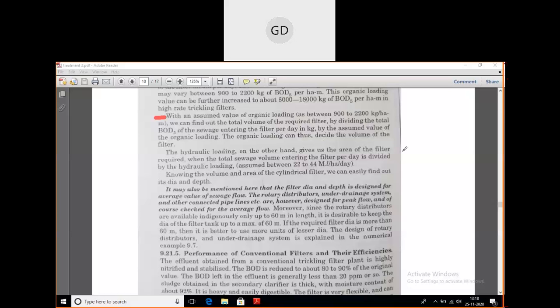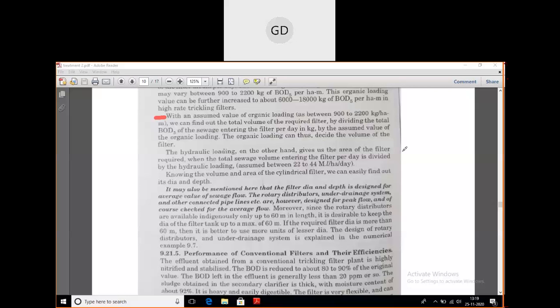Okay, so it is like BOD5 divided by your organic loading. Okay, the value of the organic loading. So the organic loading will decide the volume of the filter. Okay, so why are you finding the organic loading? So that you can find out the volume of the filter.